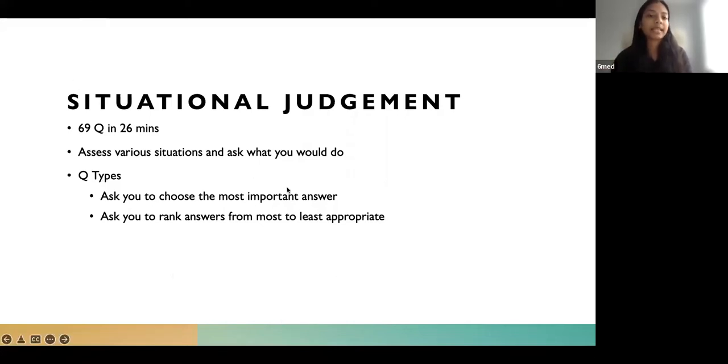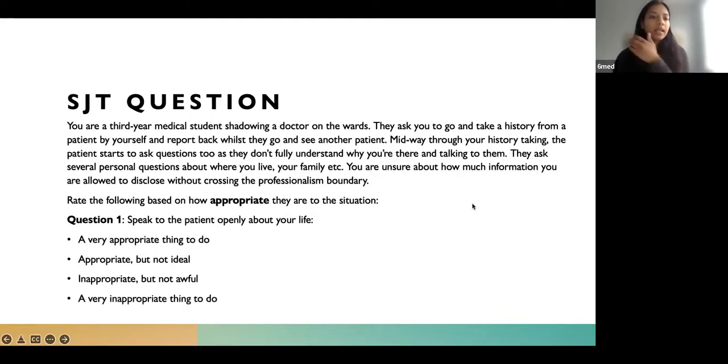So it helps you assess various situations, and it also asks what you would do in each situation. So there's 2 types of questions you can get. They may give you a scenario and ask you to choose the most important answer of what you would do, or they'll ask you to rank answers from the most to the least appropriate. So let's look at an example of this.